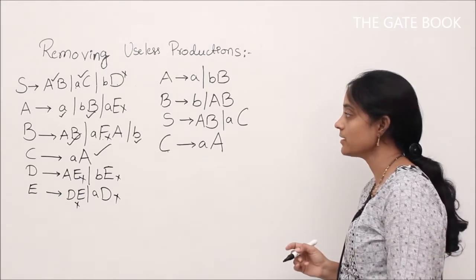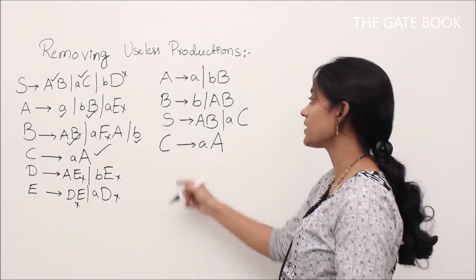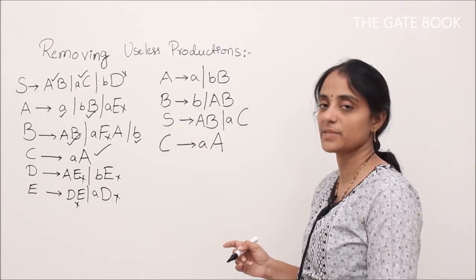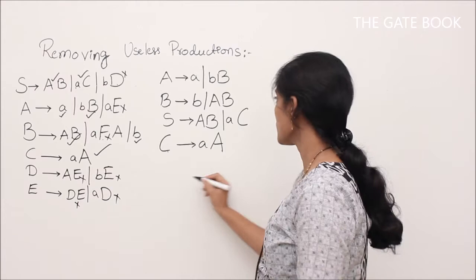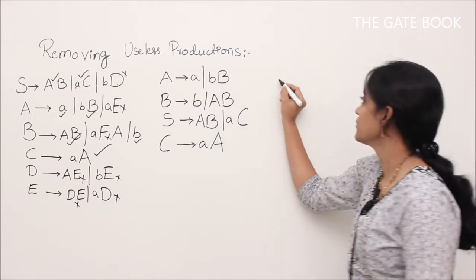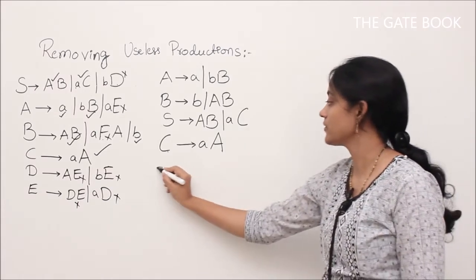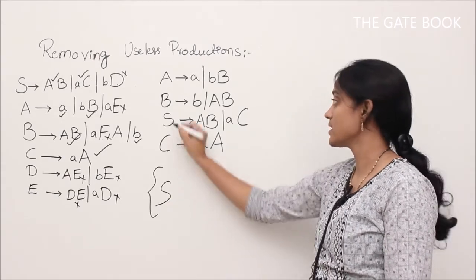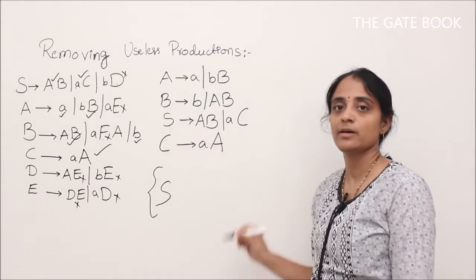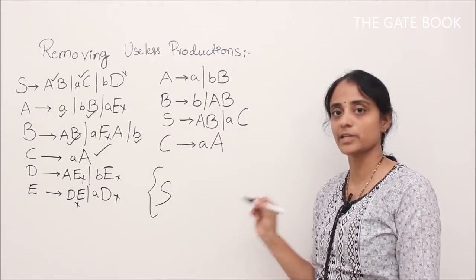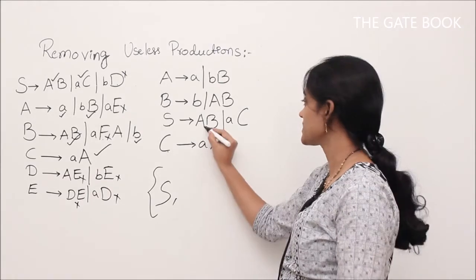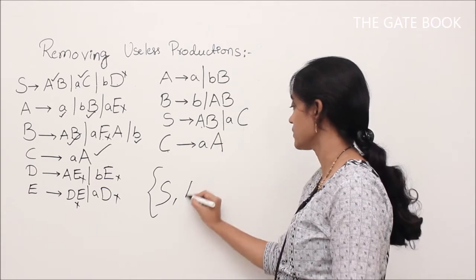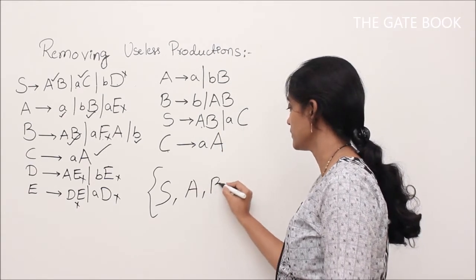Now we should check whether they are all coming in the sentential form from the start variable. So for that, what should we do? We should start with S. We will add S to a set because we know that we always start with the start variable, so that is useful. Now S can derive A, B or C, so all of them are useful.